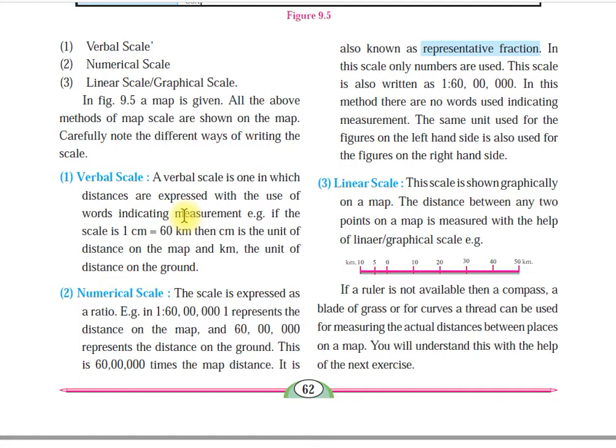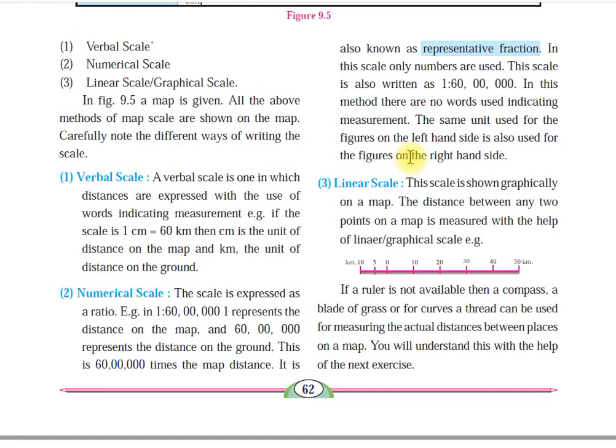Numerical scale, as the name itself suggests, numerical means numbers. The scale is also written as 1 ratio 60 lakhs. In this method, there are no words used indicating measurement. So in this method, we use no words. The same unit used for the figures on the left hand side is also used for the figures on the right hand side. So again we'll see what you mean by numerical scale. A scale in which distance is expressed as a ratio is called a numerical scale.